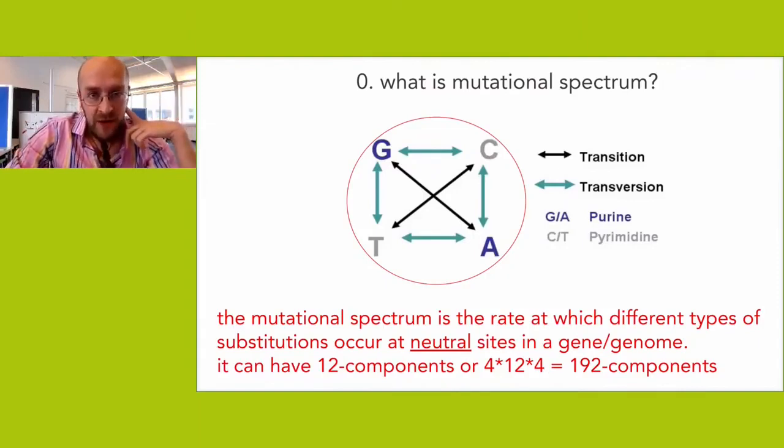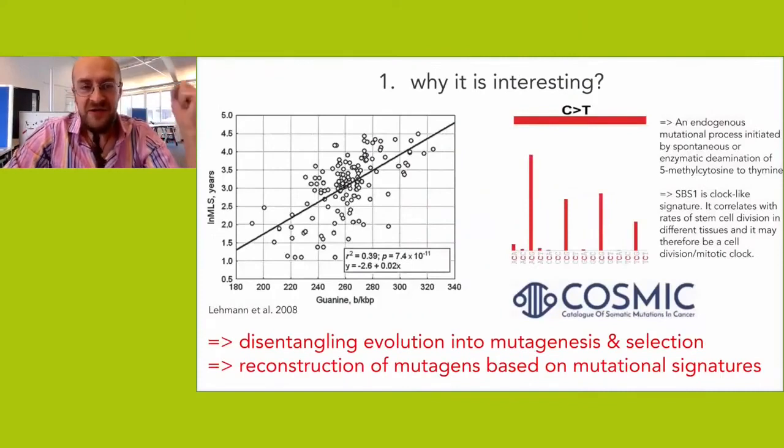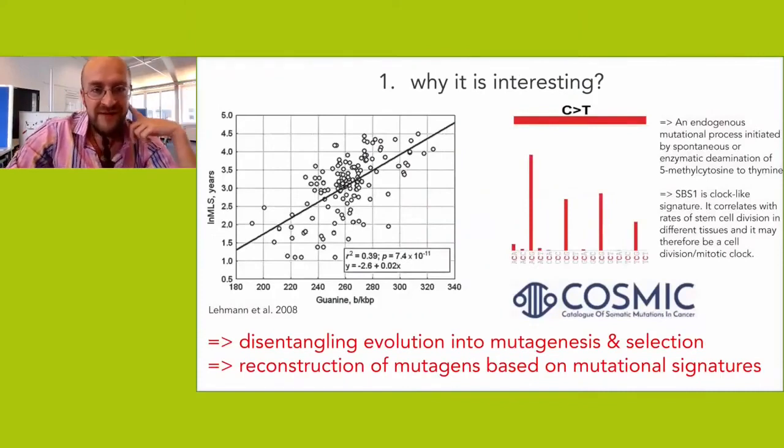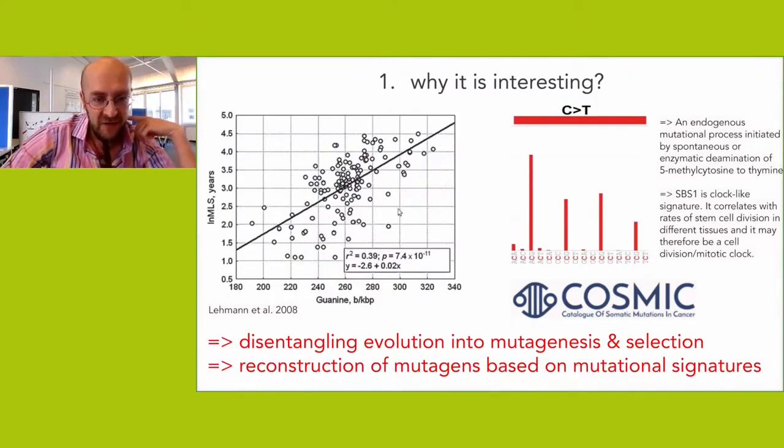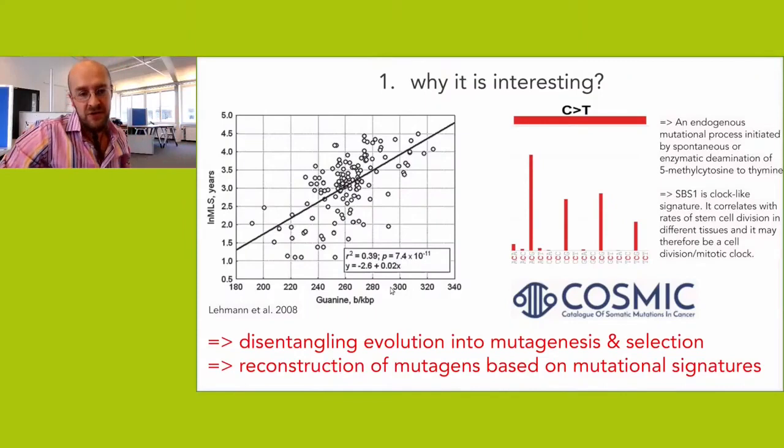Okay, second question: why is it interesting to investigate mutation spectrum? Let's discuss this example. It was published that the frequency of guanine in the mitochondrial genome positively correlates with maximal longevity in different mammalian species. Here 1 dot is 1 mammalian species, and we can see that long-lived mammals have an excess of guanine in the mitochondrial genome, while short-lived species have a deficit of guanine.